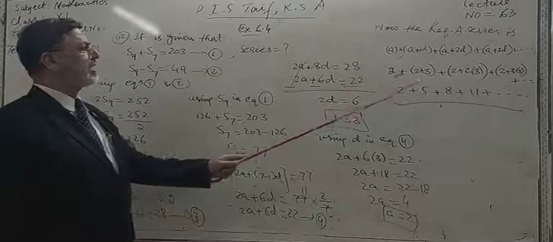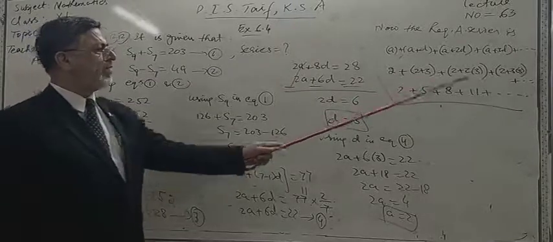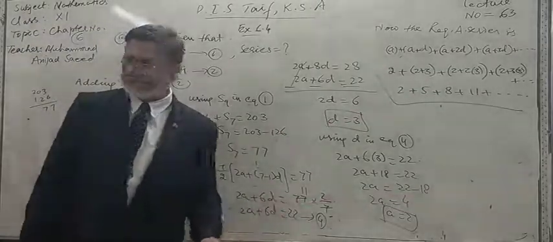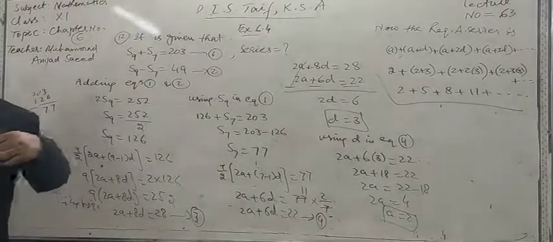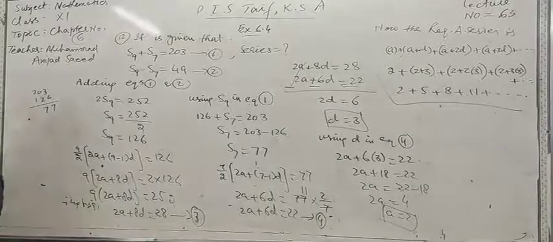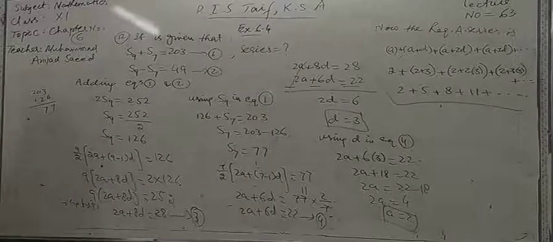You can check the common difference. 5 minus 2 is 3. 8 minus 5 is 3. 11 minus 8 is 3. So the common difference is the same. So this is the arithmetic series. I hope that you understood this question. Dear students, that was your question number 12.